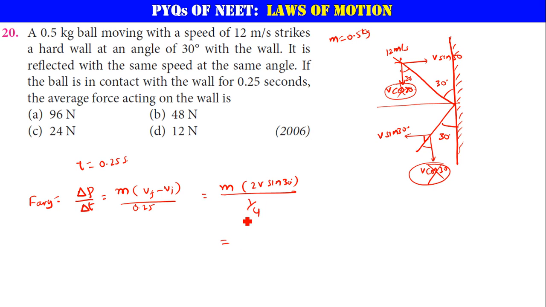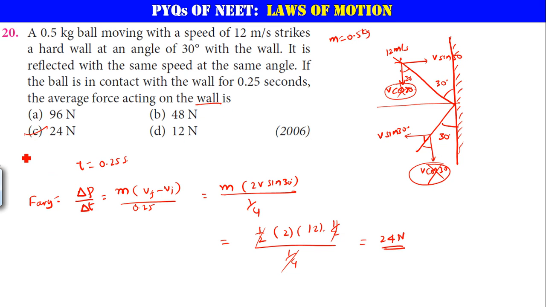Yes. What is the mass here? Mass 0.5 kg, into 2. What is the velocity? 12 meters per second. What is sin 30? Sin 30 is equal to 1 by 2, divided by 1 by 4. So can I write 0.5 kg as 1 by 2 kg? 1 by 2 into 1 by 2 is nothing but 1 by 4. That is going to cancel with the 1 by 4. 12 twos are 24 newtons. That is the amount of average force which is going to act on the wall.